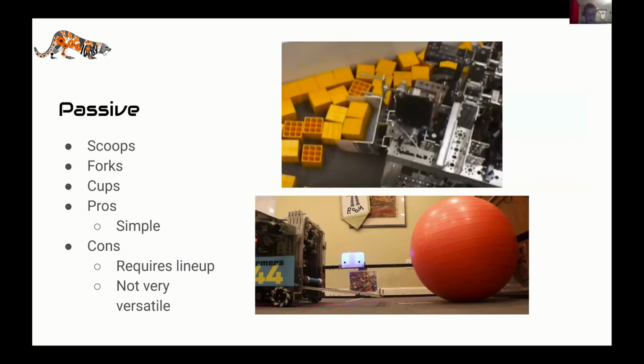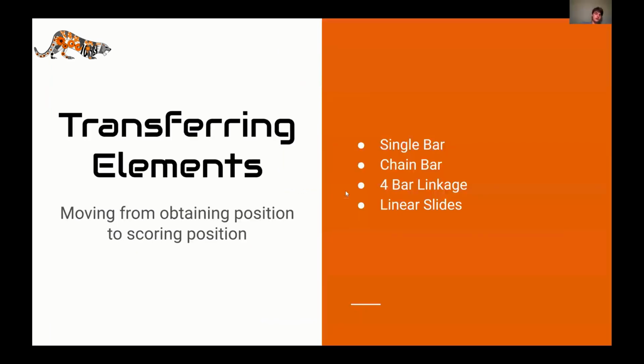So for the passive intake, some examples are scoops, forks, and cups. Some pros are that they are very simple to design, but the cons are that they really require lining up, and they're not very versatile. Now that you've collected the element, you need to transfer it into the position where you want it to be when you score it. There you can use certain mechanisms such as the single bar, the chain bar, the 4-bar linkage, or the linear slides, which we will get into shortly.